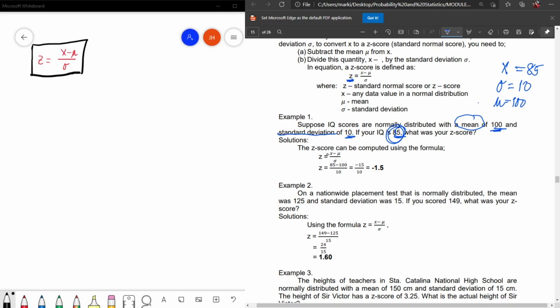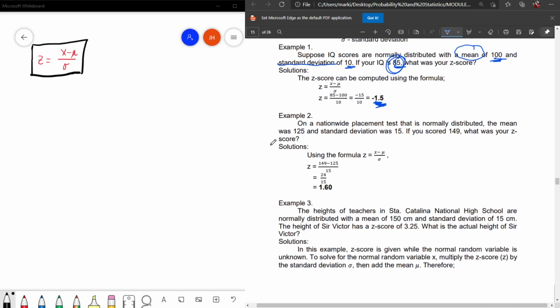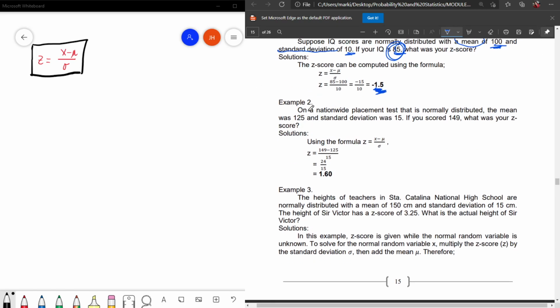So by the x, you have here the mean is 100 minus the x, which is 85, over 10. So you have here negative 1.5. Okay, so that is how you're going to get the z-score. Clear? The same thing we did in example number 2.